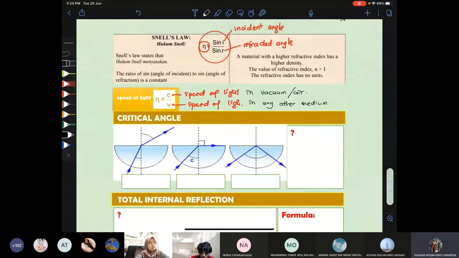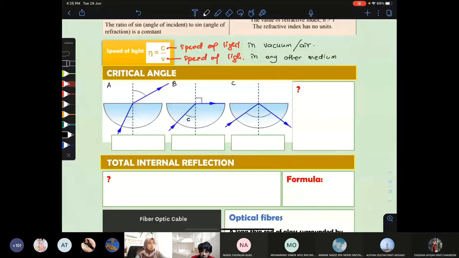Okay, critical angle. Which one is the critical angle? A, B or C? Good, yes, B is the answer. Sometimes when answering, we have to ask ourselves, what is a critical angle? The question says angle, and the name itself tells you it is an angle. So which one is the angle?